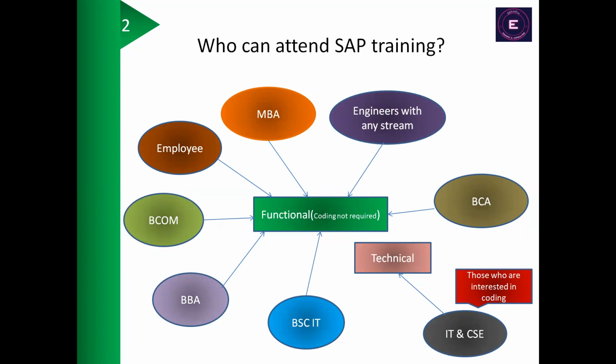So who can go for functional training? MBA graduates, engineers with any stream, any branch. It can be electrical, mechanical, civil, anybody. Employees who are currently working, maybe in some different domain, but they want to upskill in SAP and get into the SAP industry. BCom graduates, BBA, BSc IT, BCA. So these are the attendees who can attend SAP training for functional and technical.